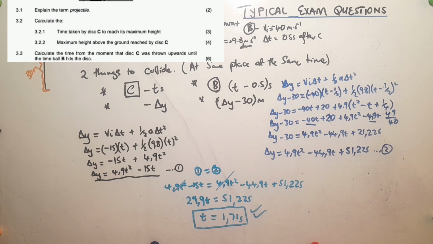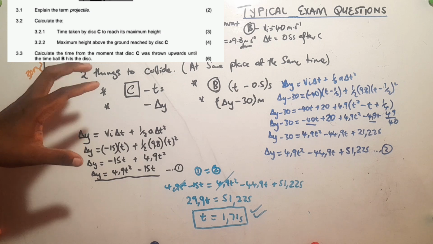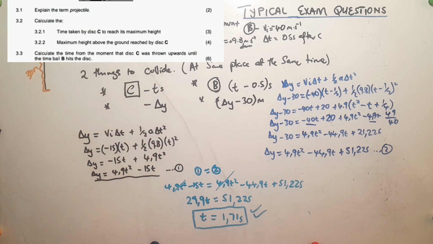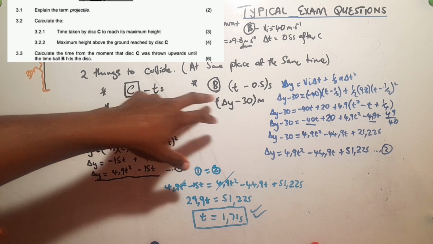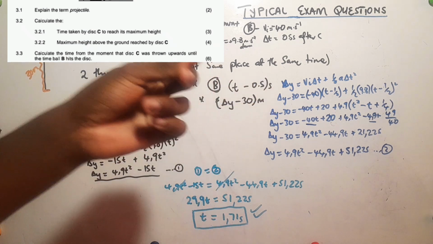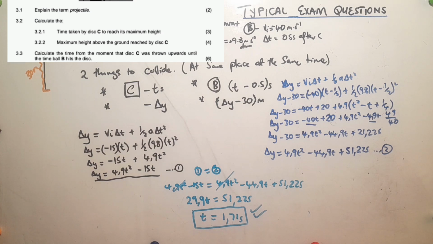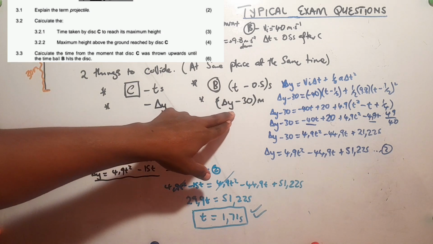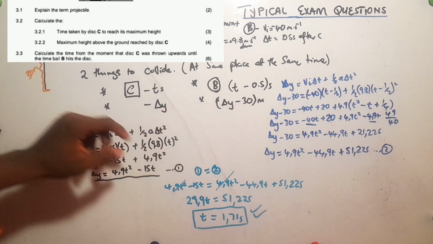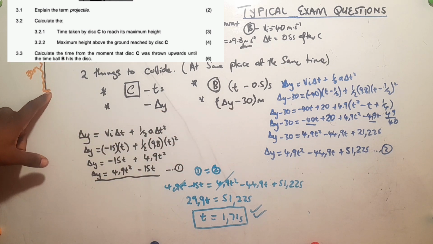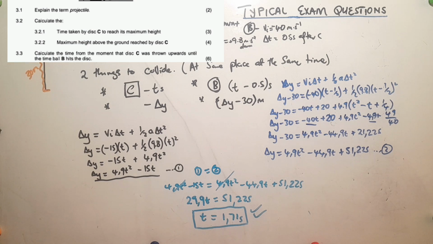It deserves 6 marks, right? It needed you to understand how to make something in relationship to the other. So we cannot calculate this question simultaneously by just placing the values. We need to make everything in relationship to the other, just like the time. So this time is t, and that one is t minus 0.5, because it was thrown 0.5 seconds later. And also the displacement, this was thrown at a distance that is negative 30 from where this one is, right? So that's why we did that.